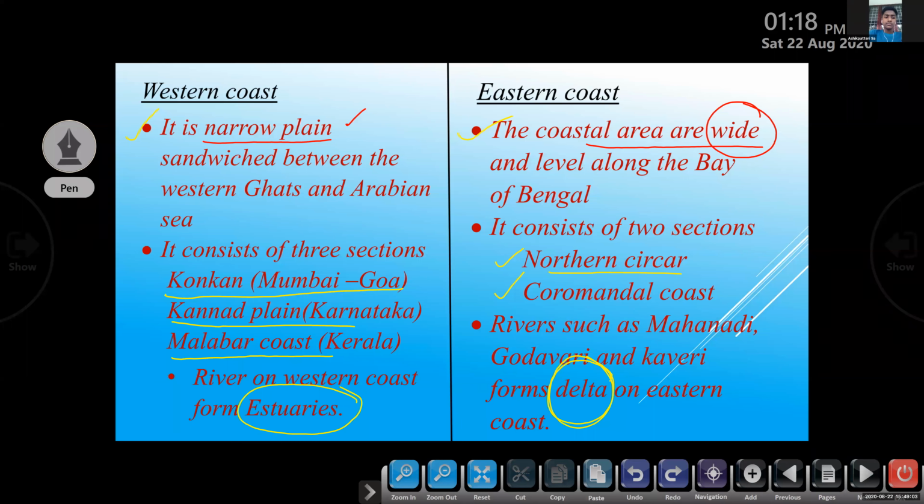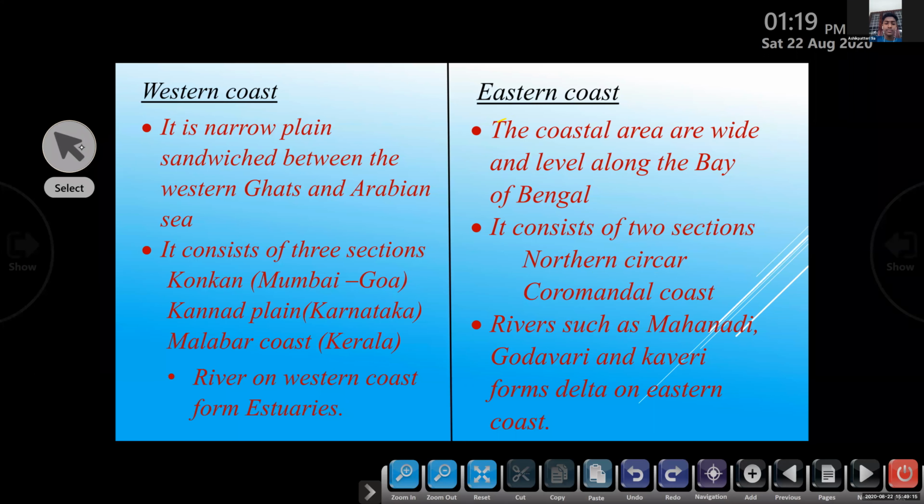What all points we have discussed under the heading western coast and eastern coast? We have discussed the difference between western coast and eastern coast, right? What is first difference? One, western coast is narrow plain. The other one is wider. Wide plain. First difference. Okay. Then second difference, it consists of three sections. Western coast consists of three sections: Konkan, Kannad, and Malabar.